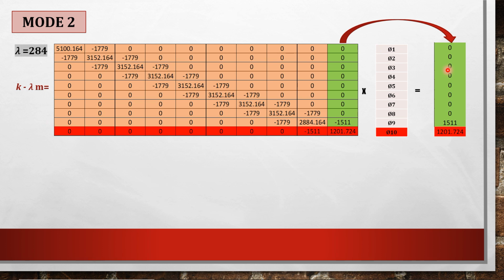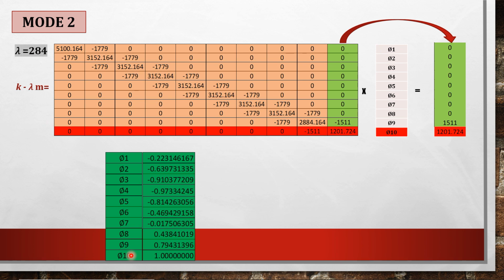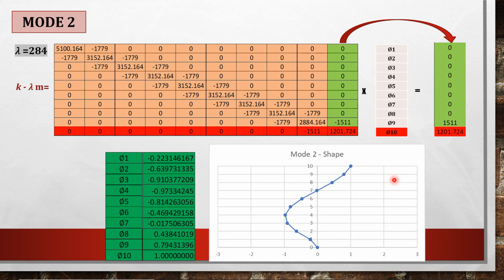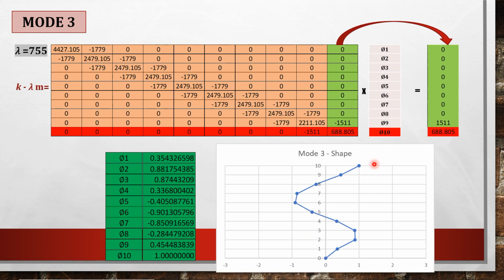We assume that the eigenvector on the 10th floor is equal to 1. So, this will be our eigenvector. We plug that into the mode shape graph, and this will be the graph. This will be the mode shape for mode 2. So, mode 3, the same. This is the eigenvector. This is the mode shape.